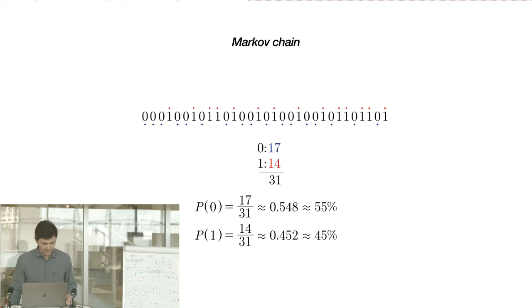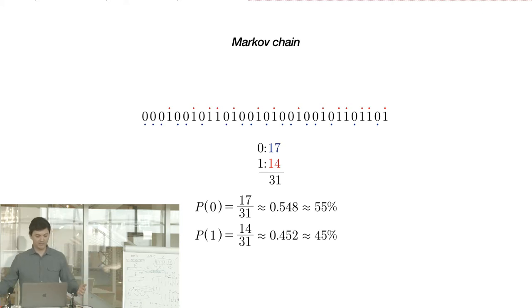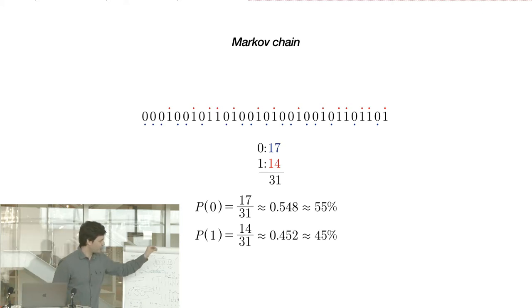We have 17 zeros, which are indicated with the blue color, and 14 ones indicated with red. So the probability of having zero is 17 over 31, which means that the distribution of characters is 55% zeros and 45% ones. As you can see, statistical treatment is not very rich in explaining what's going on here. You can just know the overall probability, but it doesn't tell you anything about the order, what's going on in the next step. So this statistic has no idea.